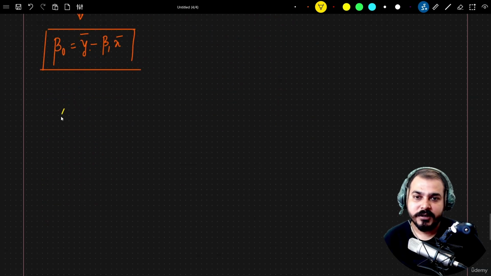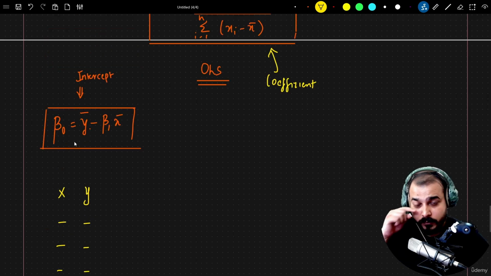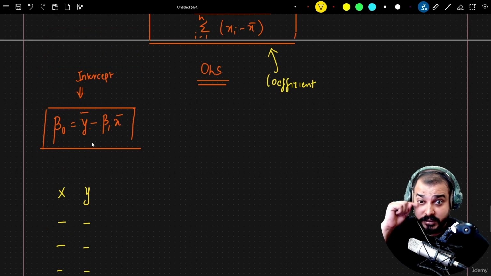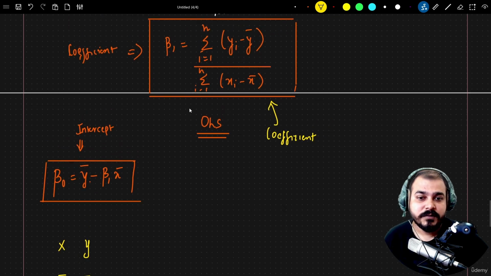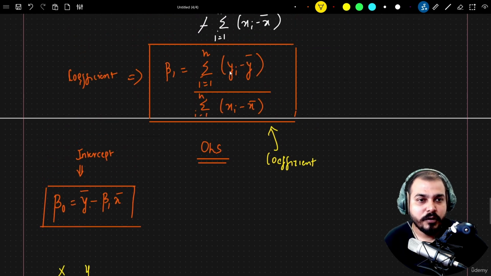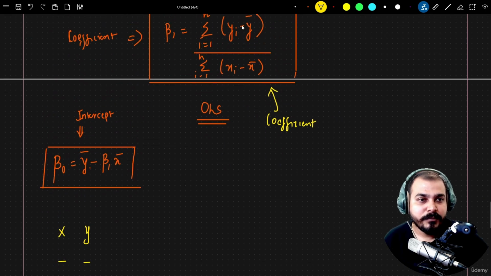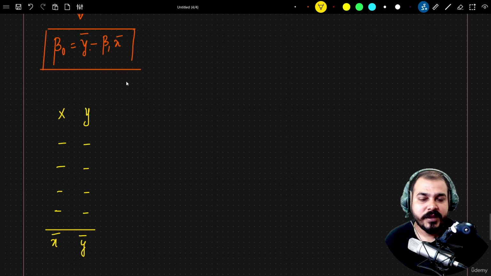So let's say I have some data points x comma y, and here you'll have some values, okay? From this obviously you'll be able to calculate x bar and y bar, and all you have to do in order to calculate beta 0 is use this particular equation, y bar minus beta 1 into x bar. First of all, if you want to calculate beta 1, we'll go ahead and calculate it over here. You'll compute this component, compute that component, and divide both, and you'll get beta 1. Once you get beta 1, you can plug it in over here, right?